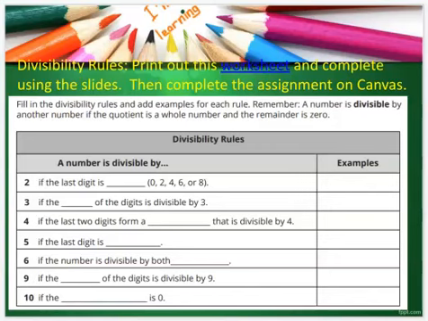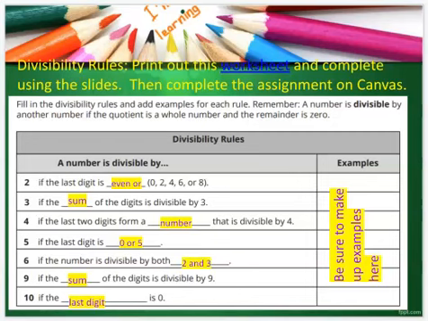The rule for 4 is if the last two digits form a number that's divisible by 4. So you don't sum those digits, you just look at the last two digits as a number and see if it's divisible by 4. And then the last rule that might be new for you is the number is divisible by 6 if the number is divisible both by 2 and 3. So if it meets the rule for 2, being even or ending in a 0, 2, 4, 6, or 8, and if it is divisible by 3, so if the sum of the digits is divisible by 3. So if it meets both those rules, then it is divisible by 6.